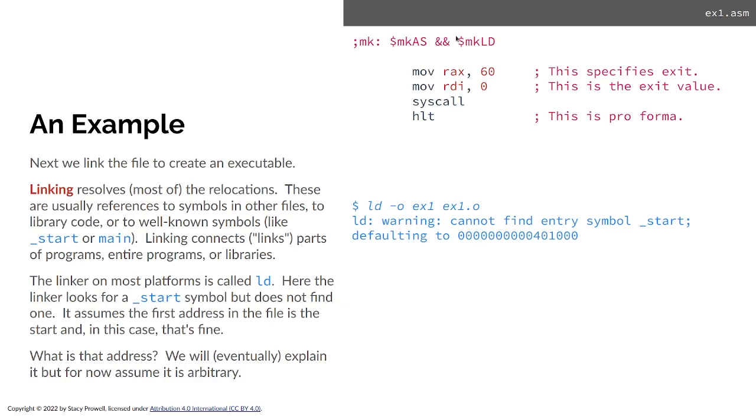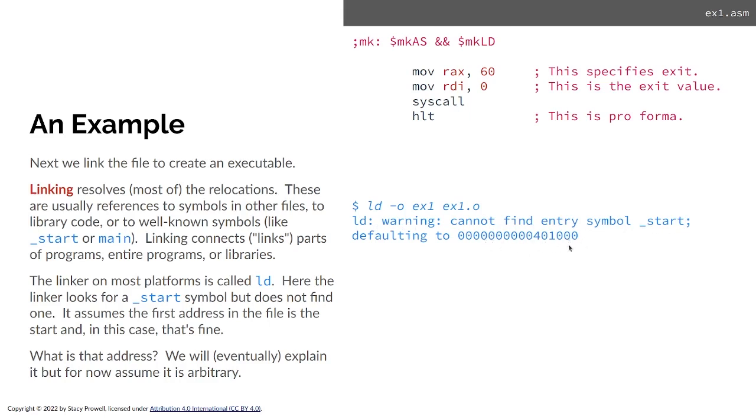But to link it, this make command expands into something you can type yourself, which is ld, which is the name for the linker, -o, and then the thing we want out, which is ex1, and then all the things we want to link together. In this case, it's just one thing, ex1.o, and we'll link it. When we do that, we get a warning. It's just a warning. It says it can't find the entry symbol _start. It's defaulting to this thing right here.